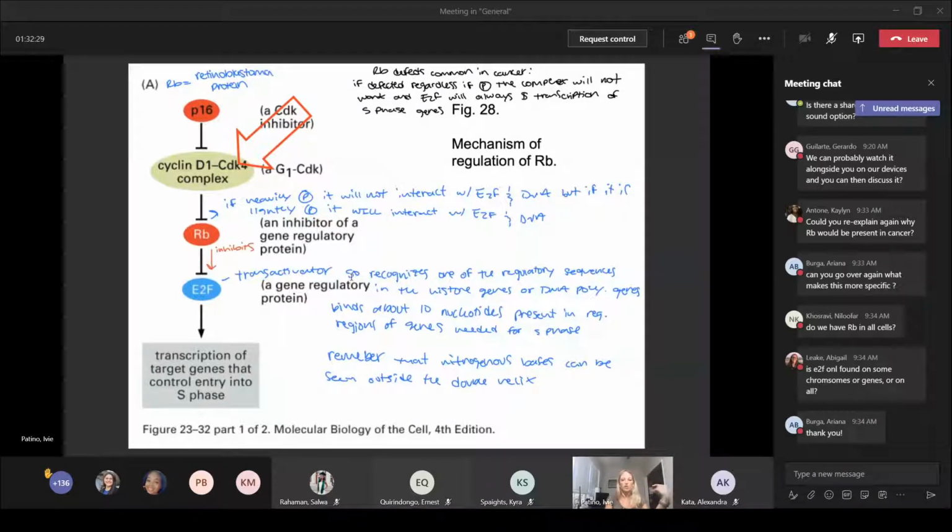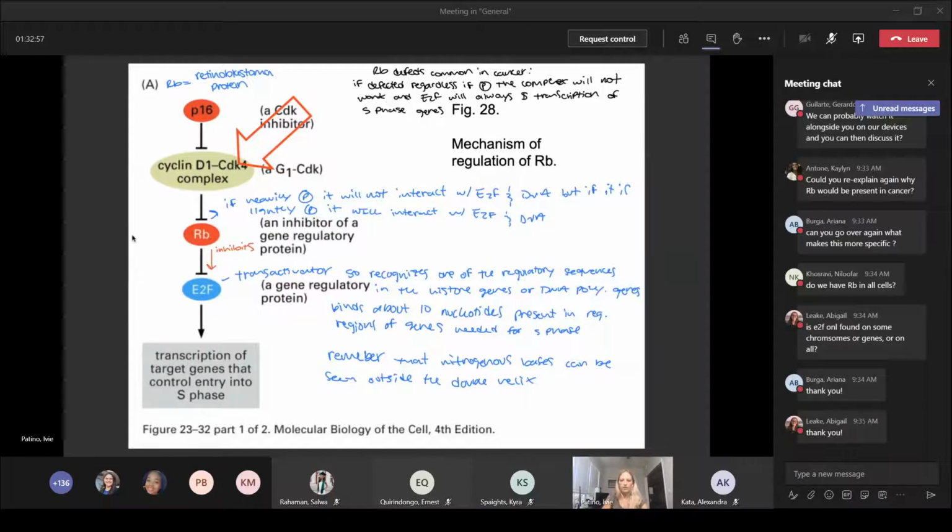But we don't necessarily want to replicate our DNA and divide all the time, or else that's cancer. So that's why we need this RB to inhibit this E2F. I'm pretty sure that this is found in all cells, but it might not be happening at all times. There might be other mechanisms at work. It's definitely more complicated than what he's showing us right now, but yes, we can think of it like that.